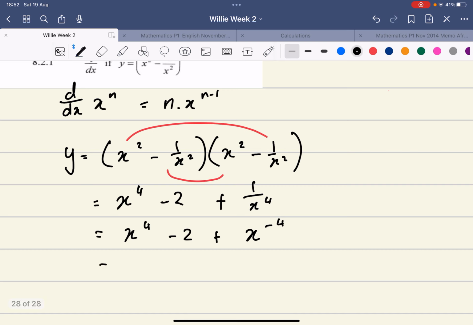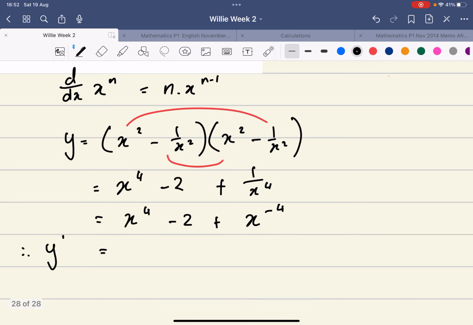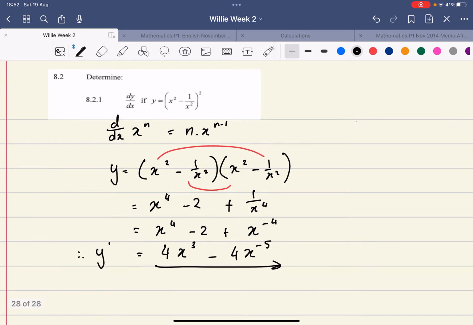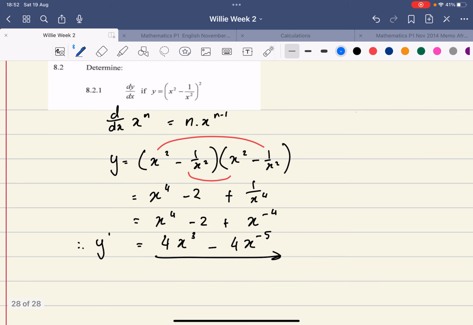And what we can simply say then is that the derivative, therefore y prime, you can write it like that, is equal to 4x cubed, and then the derivative of a constant is 0, and then this will be minus 4 times x to the minus 5, and that is the answer. So it's basically just getting it into a form where we can use the exponent rule.